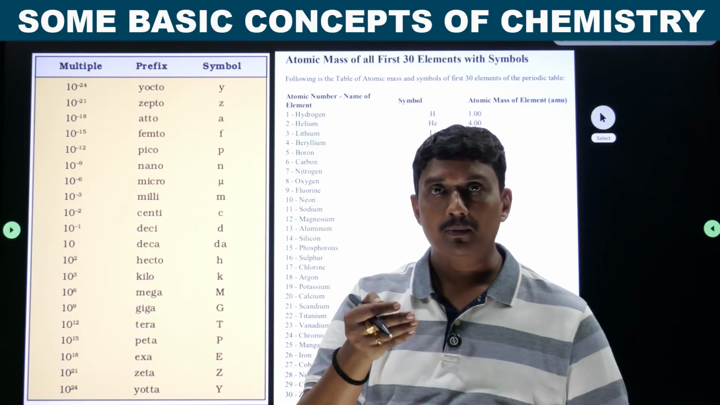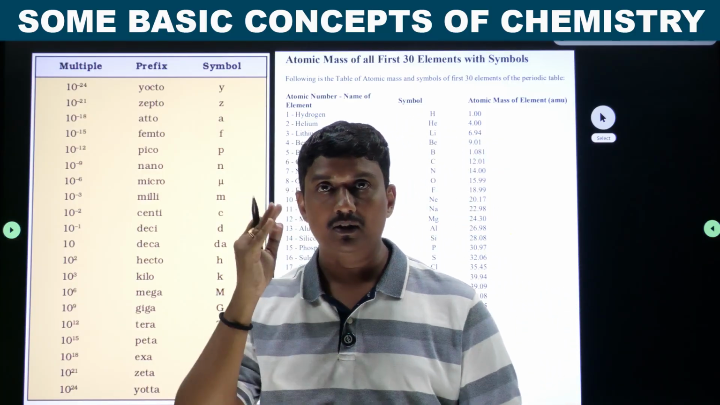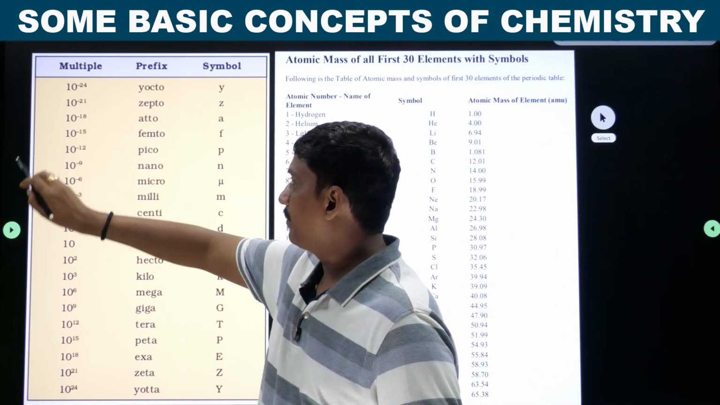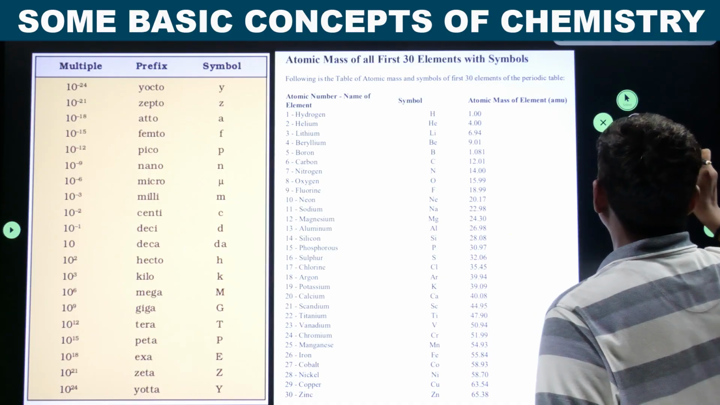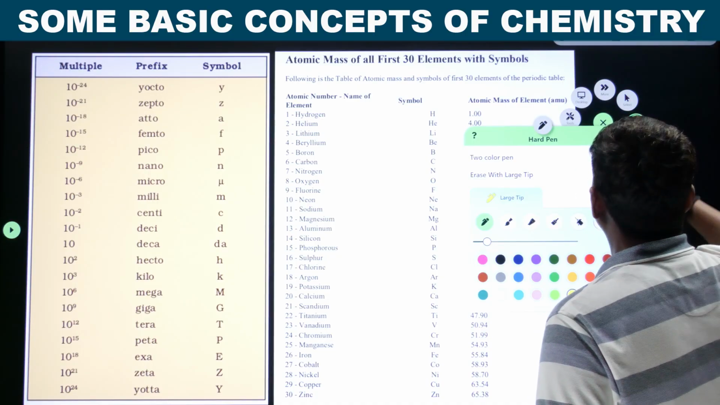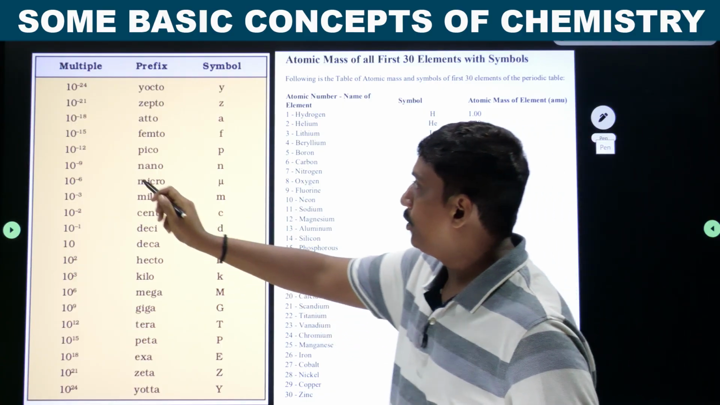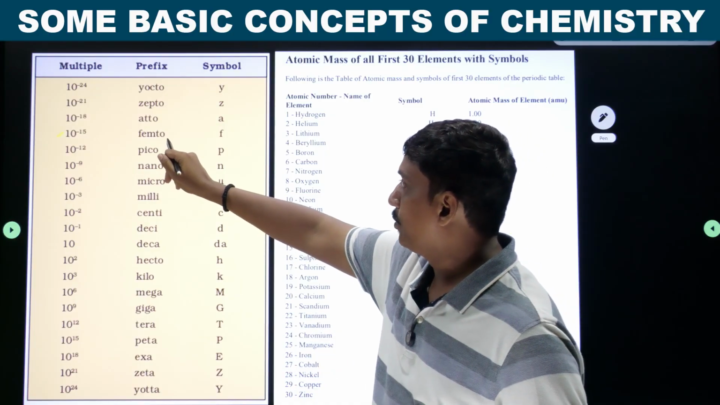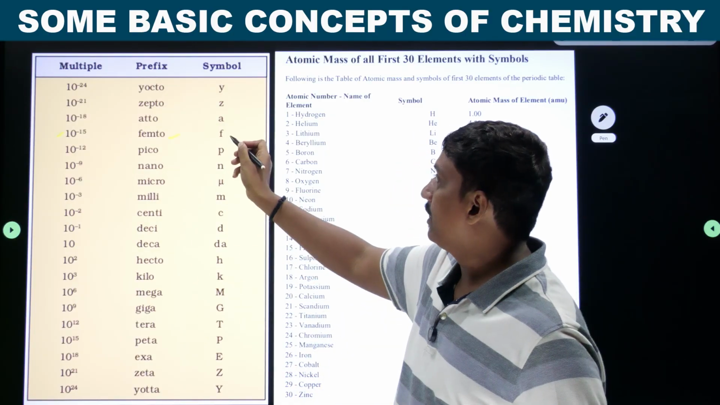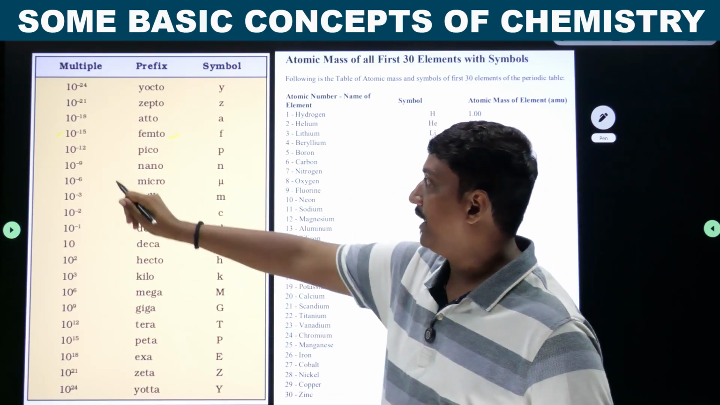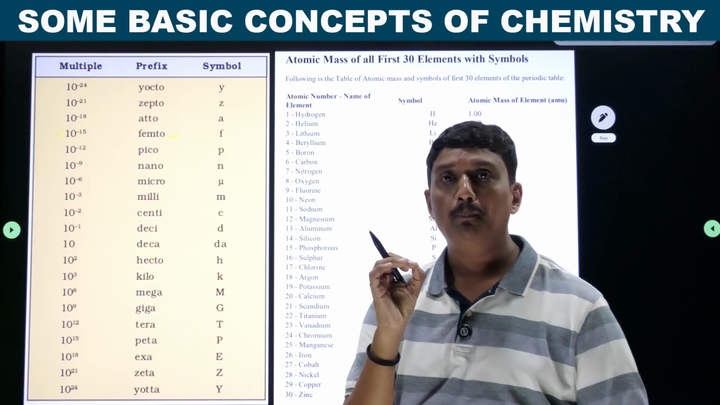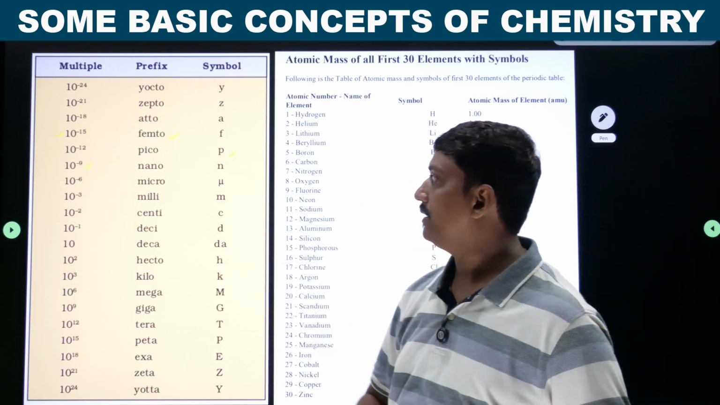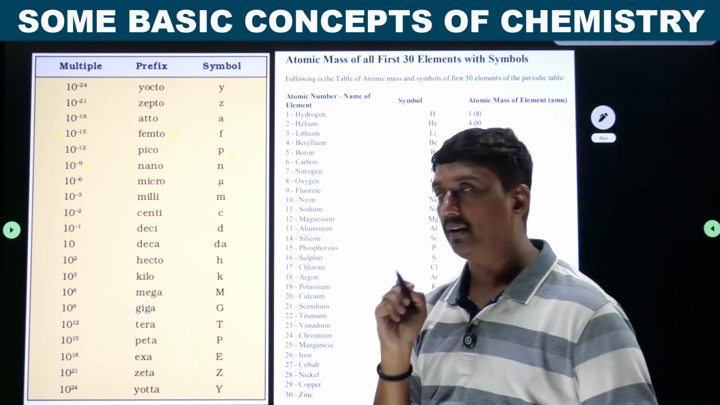Some of the most common prefixes we will come across are as follows. Let us take from 10 to the power minus 15. 10 to the power minus 15 means it is a very small number. It is said to be femto, symbolically small letter f. 10 to the power minus 12 is said to be pico, small letter p. 10 to the power minus 9 is nano, small letter n.